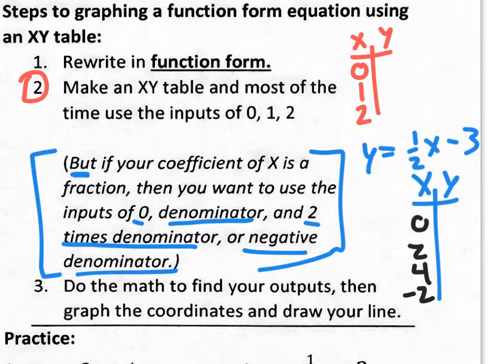Okay? So most of the time, you're going to be able to use the easy numbers 0, 1, and 2. That's if you have no fractions. But if you do have a fraction in front of x, use 0 and the denominator. Now remember, you only need 2 points. In this case, we're finding 3. It's just to feel a little more comfortable when we graph it. And down here, you could find 3, you could find 4, but you only need 2.